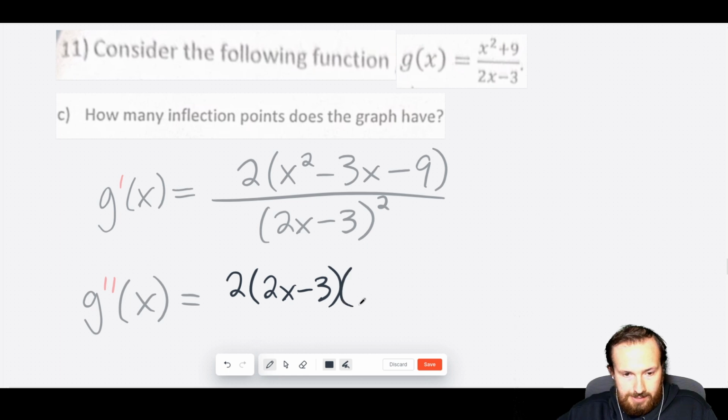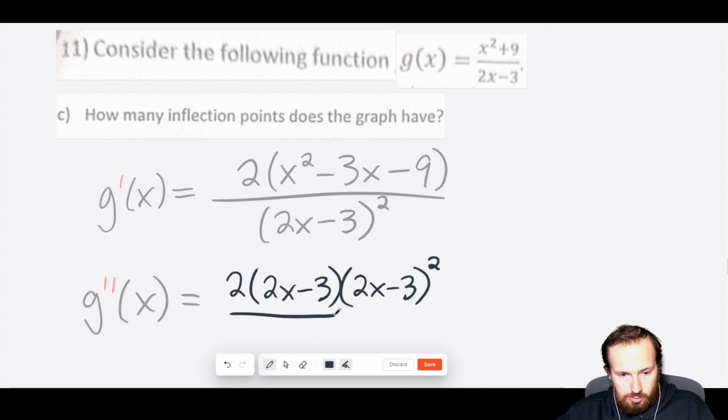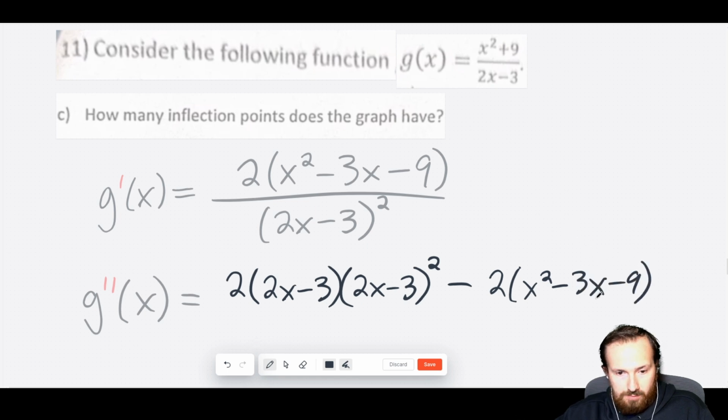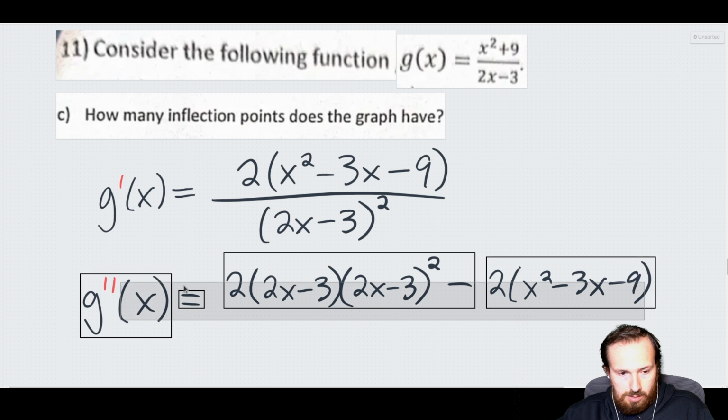Right? And then times the denominator, not the derivative of the denominator. So that's the derivative of the numerator times the denominator, and then minus the numerator, 2 times x squared minus 3x minus 9 times the derivative of the denominator. And this is where we might need a little bit more room.